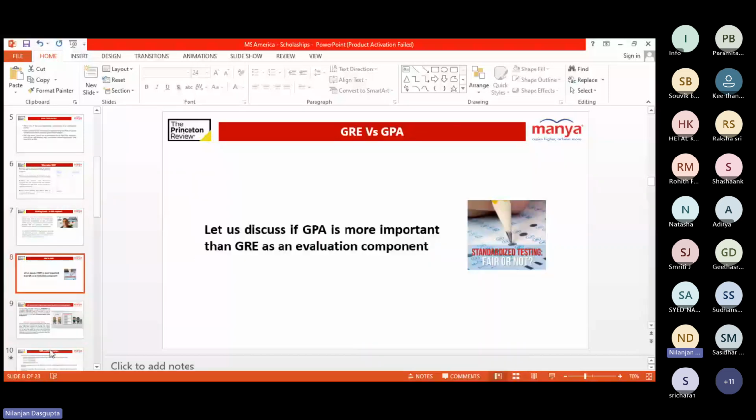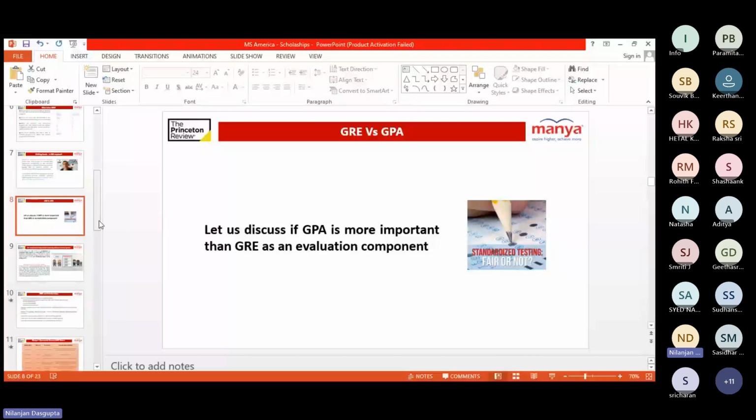Now, this is, of course, a very important and funny slide. GRE versus GPA. Which one is more important? In fact, both are important. Independently, both are important. But if you see them together, GRE kind of supports GPA. If both are good, fantastic. If one of them is very good, then also it is fine, because I'm not saying that one compensates for the other, but it's like a complementary thing.